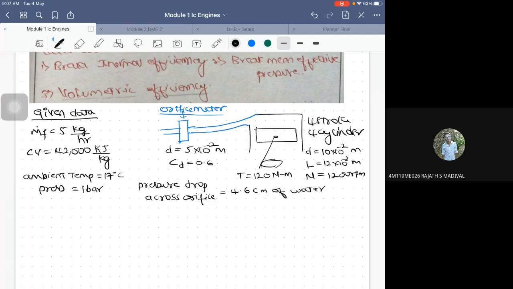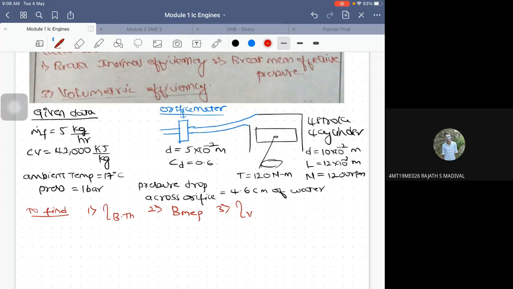Now, what are we supposed to find here? The first one is the brake thermal efficiency. The second one is the brake mean effective pressure. And the third one is the volumetric efficiency, which is denoted by efficiency volume. Is that clear? So this is the overall content of the problem.